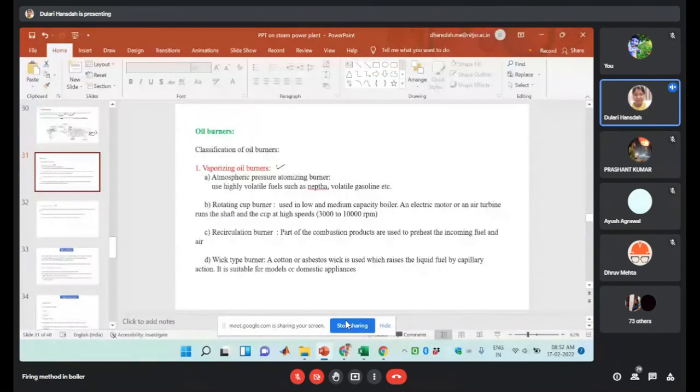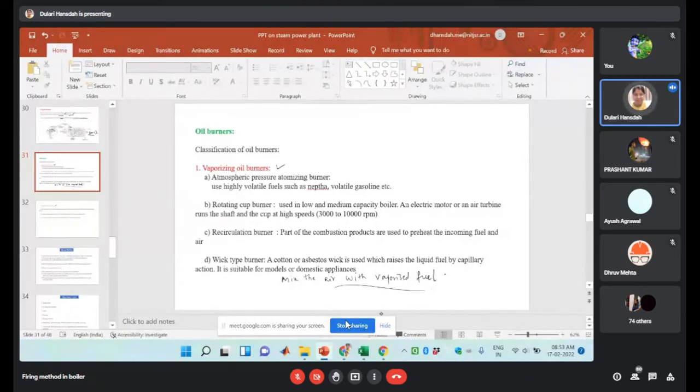Next one is the oil burners. Under this, we have the vaporizing oil burners. So why is the name given vaporizing fuel oil burners? The fuel will be vaporized before the ignition itself. In this case, the main function of the burner is that it will first vaporize the fuel before the ignition. Another one is that it will properly mix the air with the vaporized fuel. In this case, the soot formation is less, and it will provide a high heat release by burning a large quantity of the fuel.